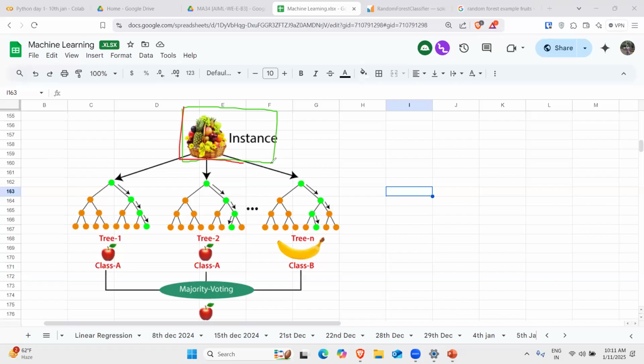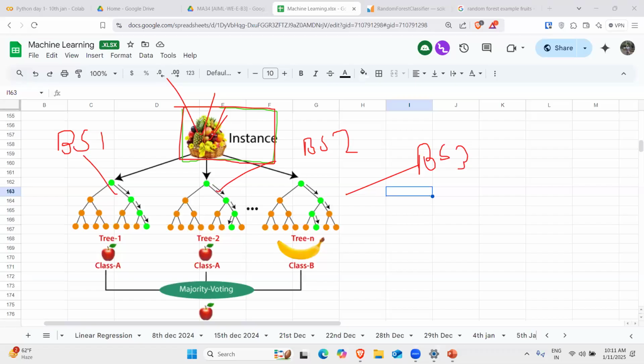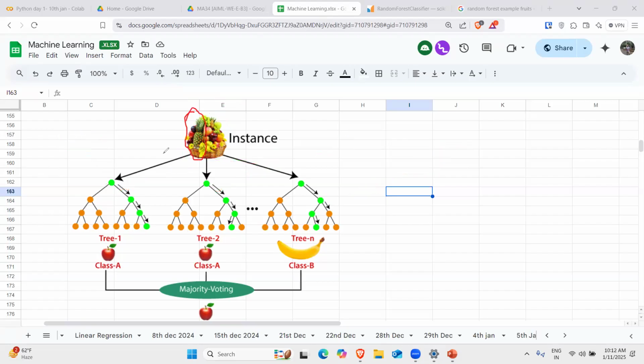A basket full of fruits, different kinds of fruits. So we have taken bootstrap samples BS1, BS2, and BS3. For example, you have selected some portion of this basket and created a decision tree from that. The interesting fact is, first we take a sample and create a decision tree, then we replace this sample into your original data set, or original basket. So: creating a sample, replacing it, creating a sample, replacing it.